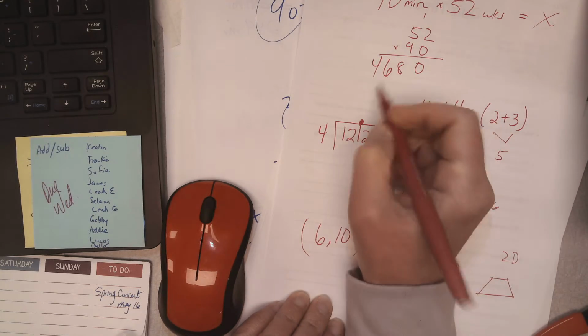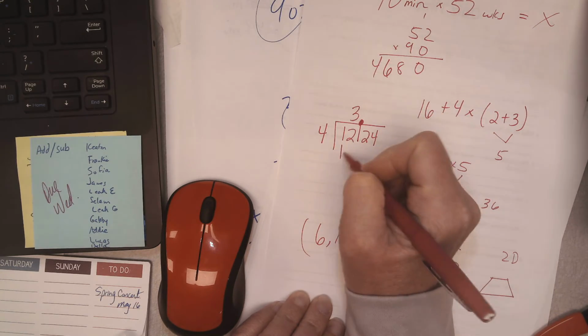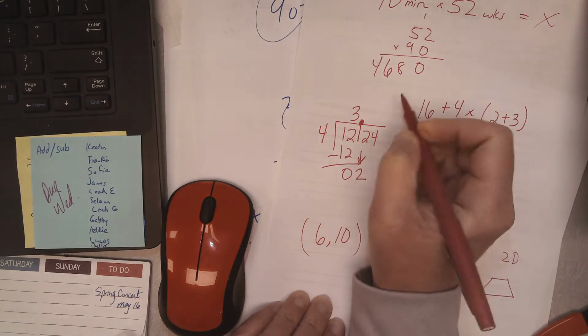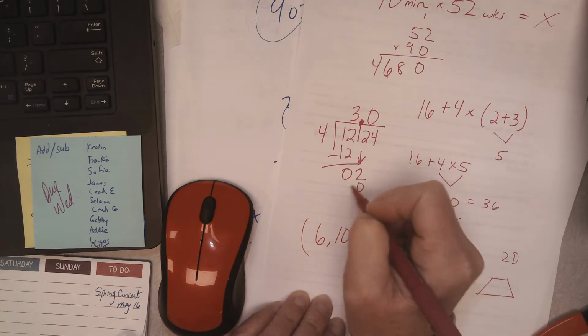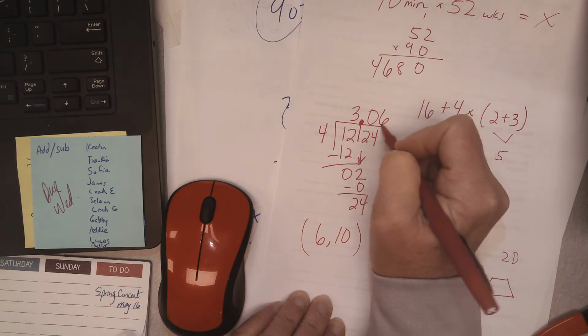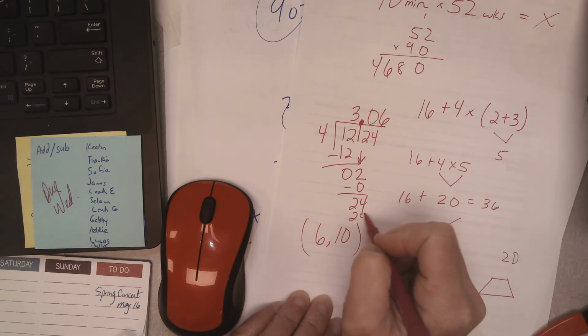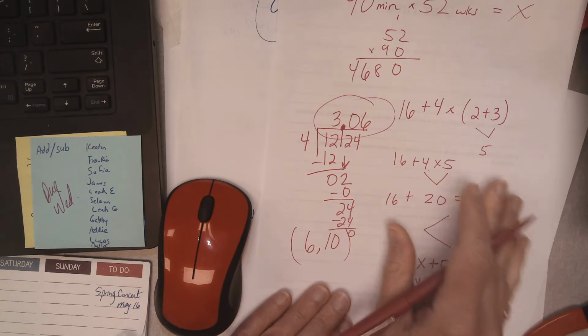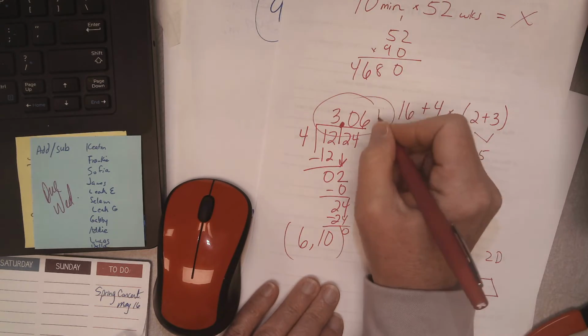How many does 4 go into 12? How many times does 4 go into 2? How many times does 4 go into 24? Okay, 3.06 pounds. LBS.